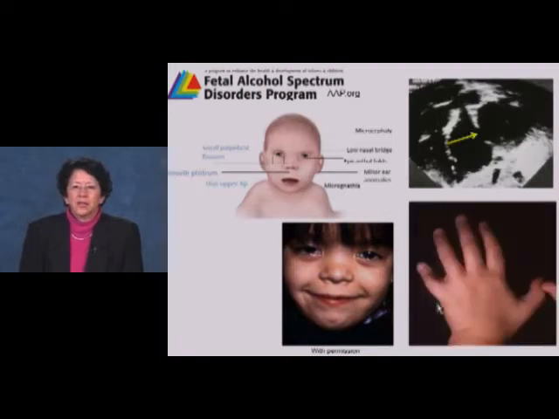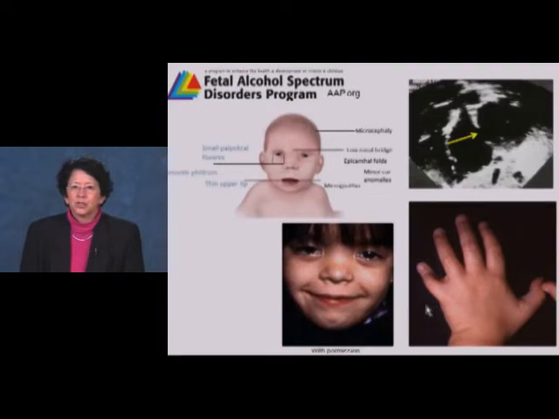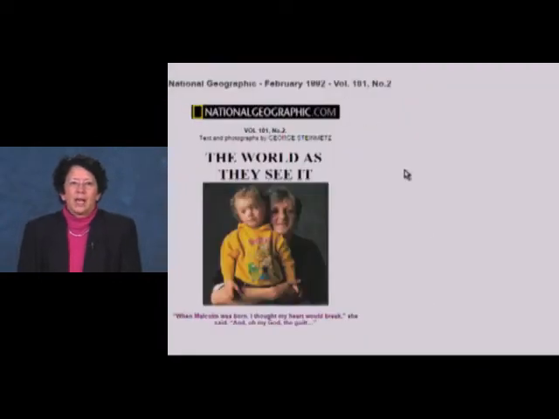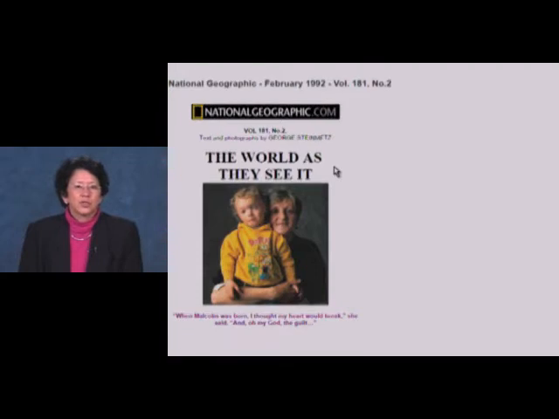And this is another feature of FAS. This is camptodactyly. These are stiff fingers. This child is not able to put them flat onto the table. And I leave you with this final slide to illustrate FAS, which interestingly was from the National Geographic, February 1992. This is a famous photographer, George Steinmetz, and he titled this "The World as They See It." I thought this was a memorable quote.